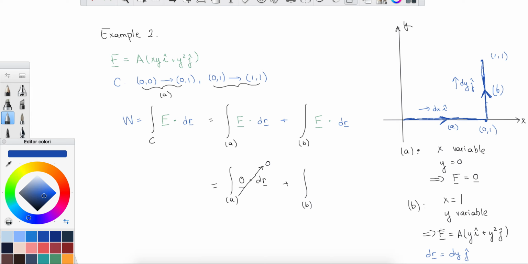And so finally we can evaluate the integral. We said that the force is equal to a times (y i plus y squared j), dot product dy j.